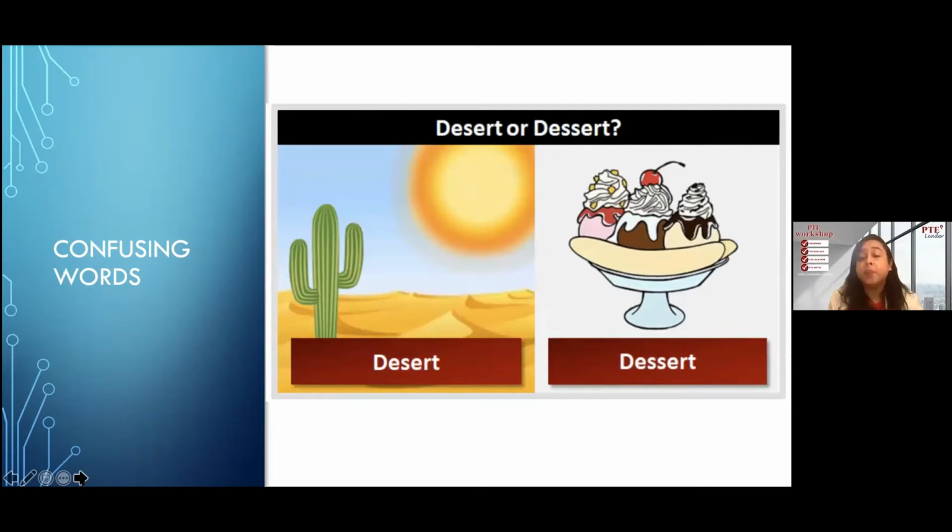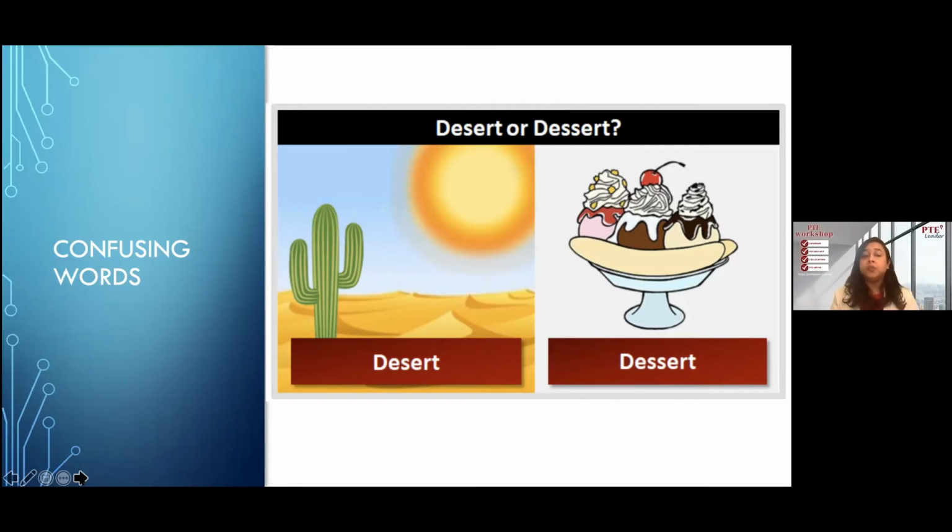Then comes another pair of words, desert or dessert. The spelling is again different, but the pronunciation is almost the same. Desert with one S means a place where there is sand and no life. But dessert with double S is something sweet, which you eat after your main meal at lunch or dinner.